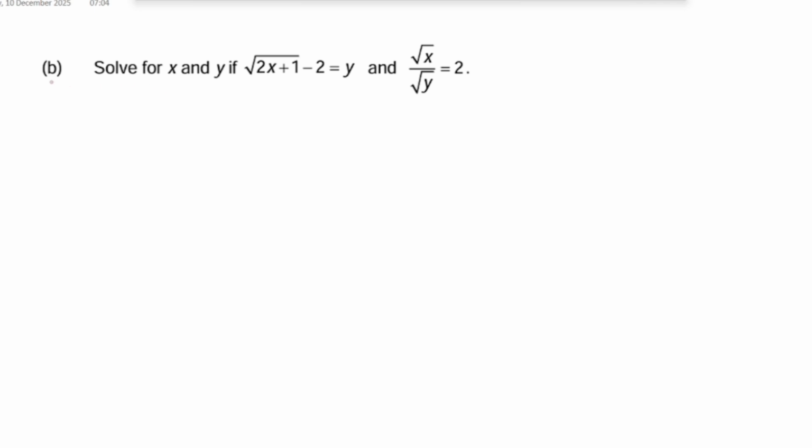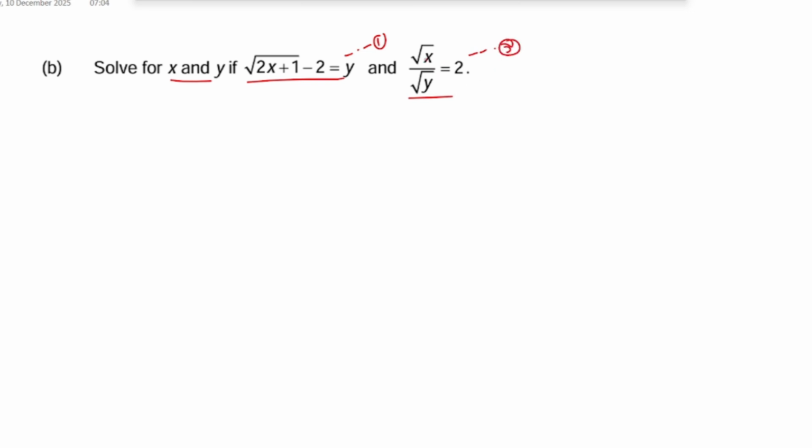Welcome back. Let's do 11b. We just did 11a in the previous tutorial. Solve for x and y if we're given this equation and this equation. So we're solving simultaneously here. Let's say this is equation 1 and this is equation 2.